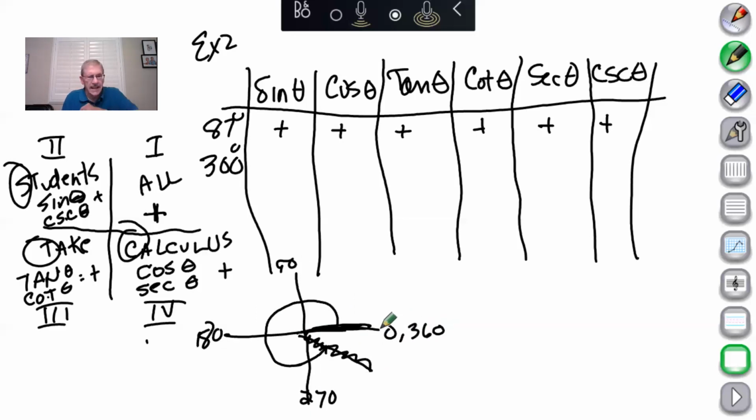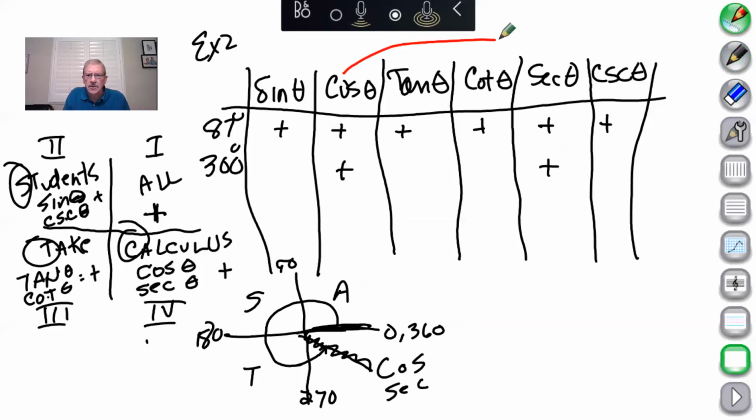So let's take a look at our angle right here. All students take calculus. Only the cosine and its buddy secant are going to be positive. So let's put a plus sign there. Let's find the secant because these two are reciprocal functions. Okay. Now what we're going to do is put negative signs for all the rest.